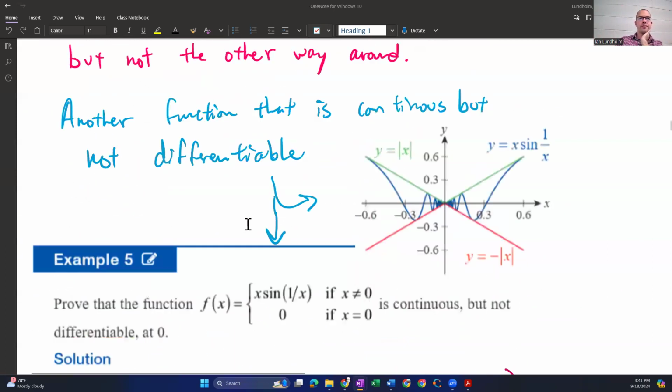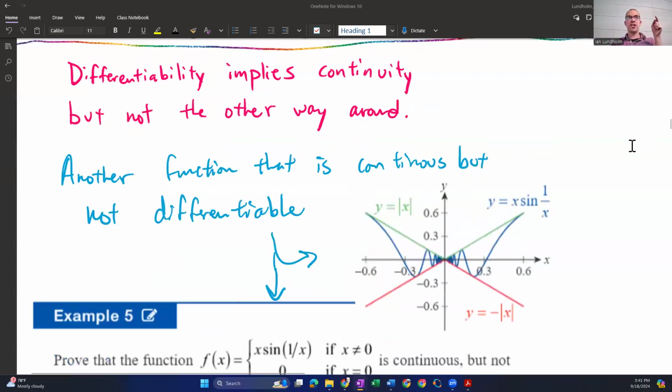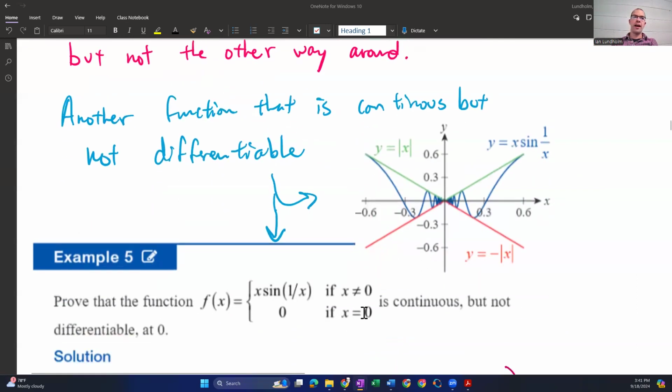Okay. There is a relationship between differentiability and continuity, because if you're differentiable, you're guaranteed to be continuous, but it doesn't work the other way around. So one example of that would be this weird x times sine of 1 over x function. That's what the subject of example 5 is.